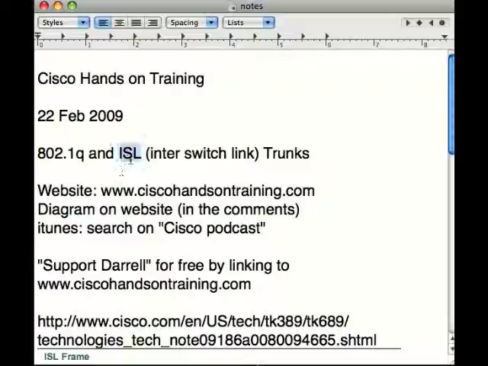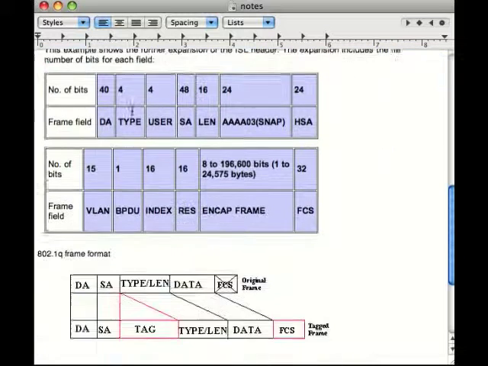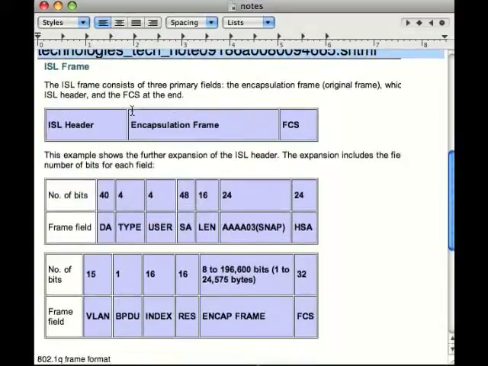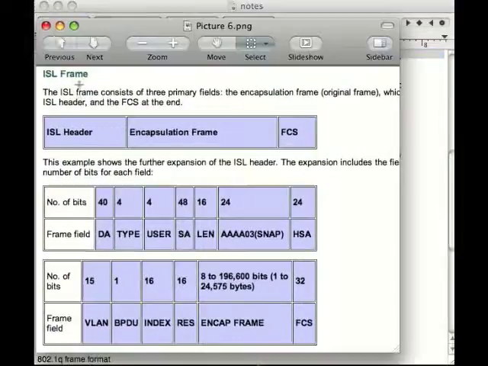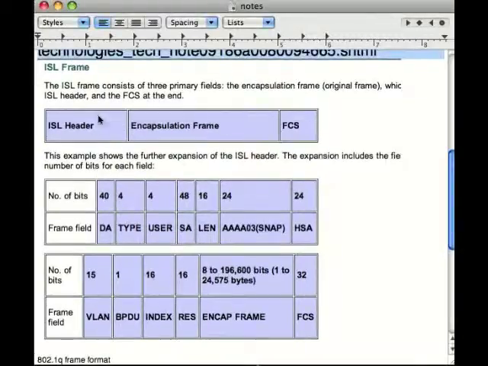Here's a web page at Cisco where they have the ISL frame format and the 802.1q frame format in it, and I found it thanks to Google nice and easily. The ISL frame format is basically an ISL header, and then you have your frame, which is your standard Ethernet frame, and then you have a checksum at the end.